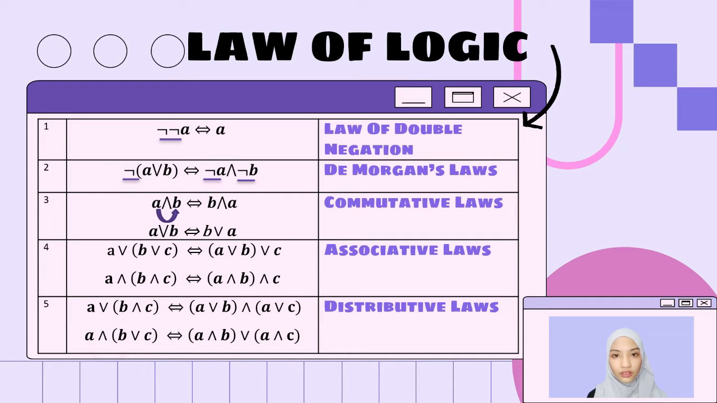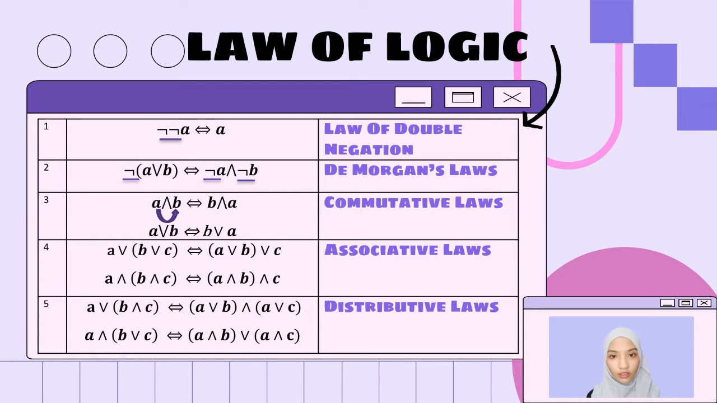Next, associative law. The function of this law is to change the position of the bracket. But in this case, the sign between the sets has to be the same. So please be careful whenever you want to change the position of the bracket.